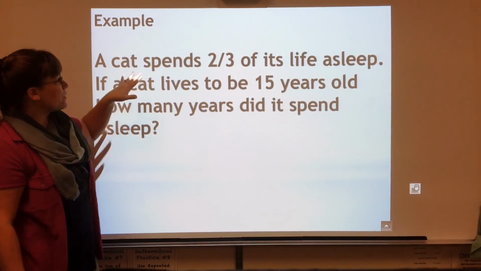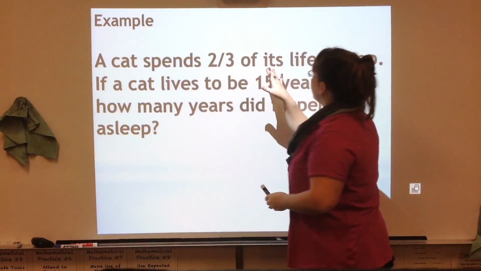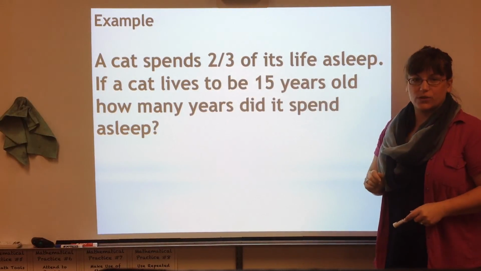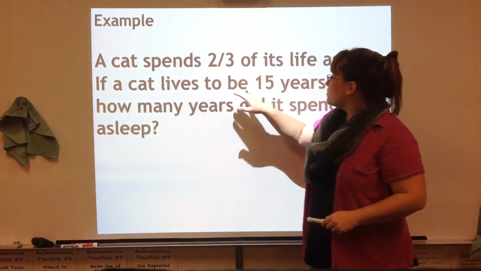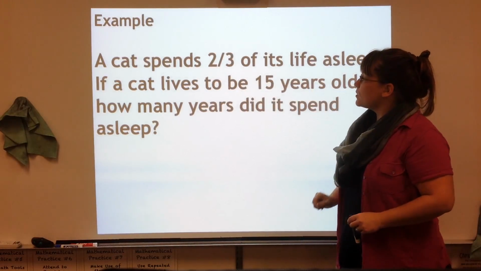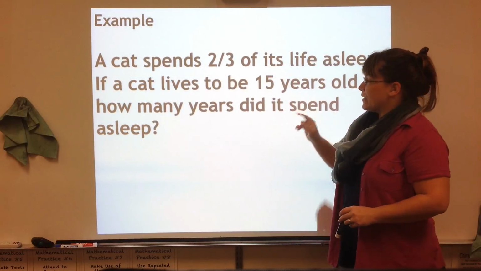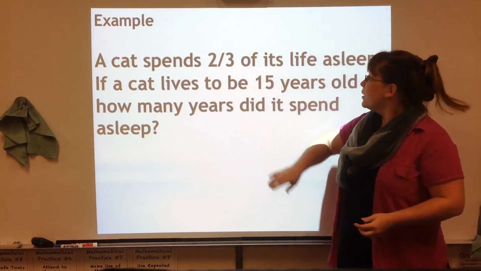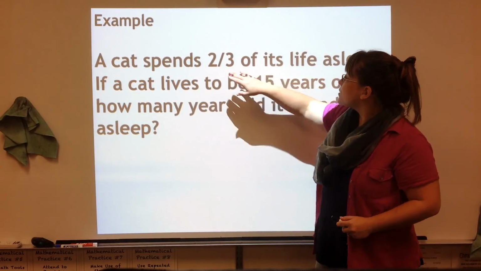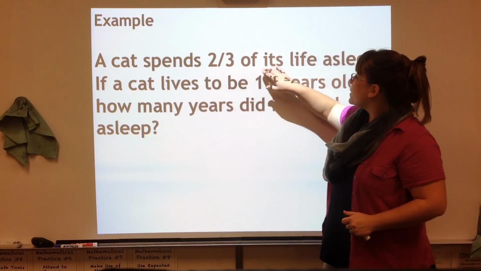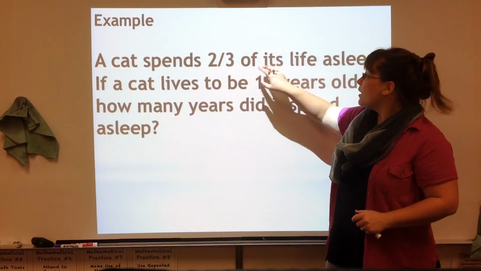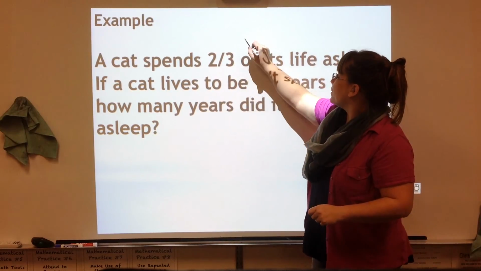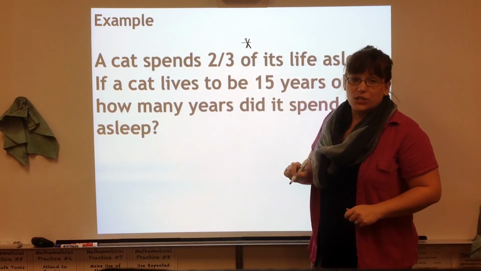So a cat spends 2/3 of its life asleep. Notice my emphasis on the word of. If a cat lives to be 15 years old, how many years did it spend asleep? So we go back up to this first sentence, 2/3 of its life. Its life is the other factor, and the of is going to be that multiplication.